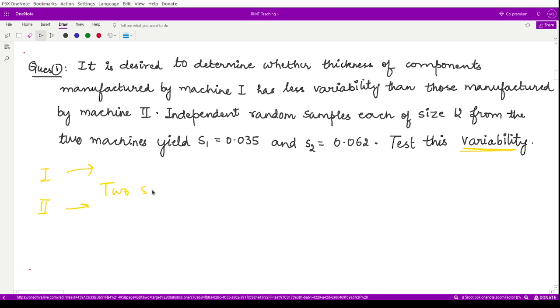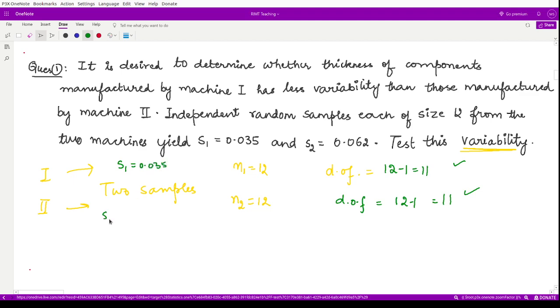So we have two samples, each having size n. Your n1 is 12, your n2 is 12. So what would be the degree of freedom for the first sample? It would be equal to 12 minus 1, that would be 11, and in this case also your degree of freedom would be 12 minus 1, that would be 11. So these are the degrees of freedom for these two samples. For the first sample you have the standard deviation as 0.035, and for the second case you have the standard deviation as 0.062. This is also given to you.